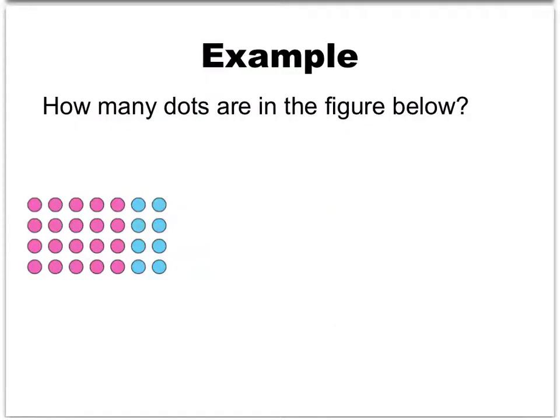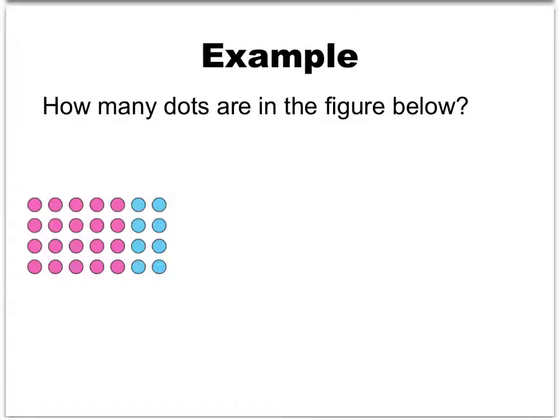Let's do a simple example that's going to motivate our distributive property. How many dots are in the figure below? Well, there are lots of ways that we could answer this question. One way is to simply count the number of dots. That's easy. Another way, using multiplication, is to note that we have 4 rows and there are 7 dots in each row, and so this would be 4 times 7.